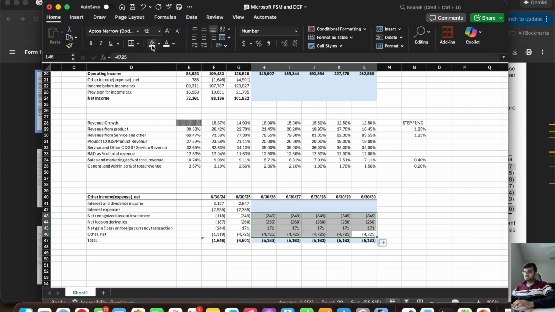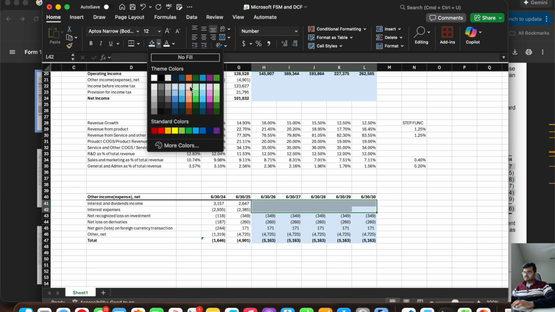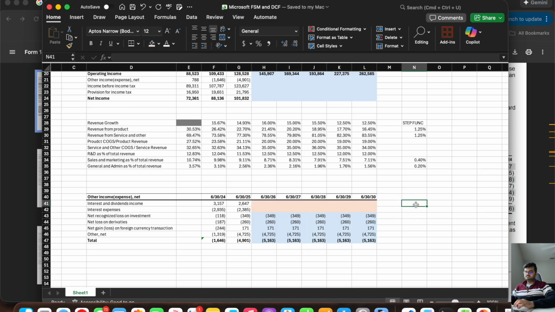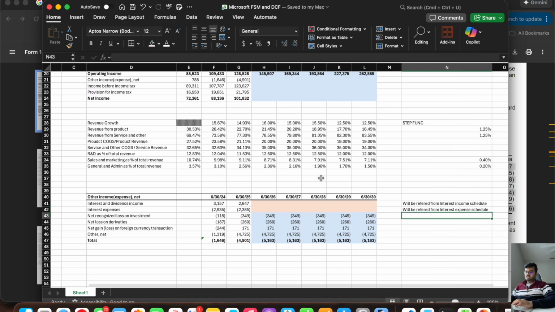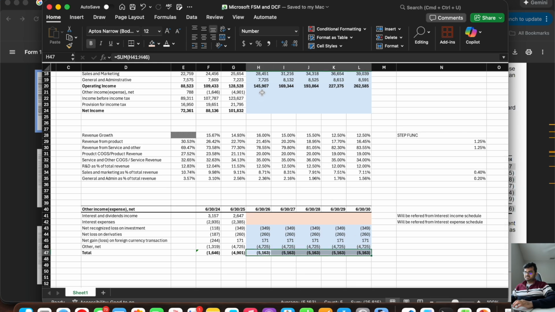So I just have these numbers. Then these 2 items I'm not going to input now. I'll come and update it later. So for now I'll just give it a different color. I'll just mention this will be referred from the interest income schedule. This will be referred from the interest expense schedule. Okay. So now what I would do is I will just link these numbers here, that is, these numbers for the next 5 years.